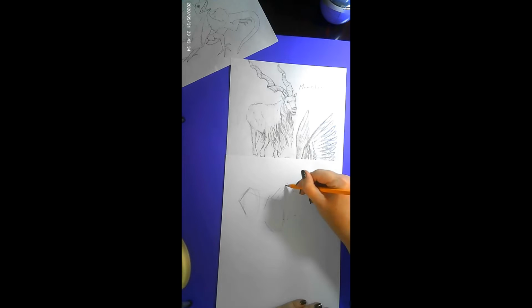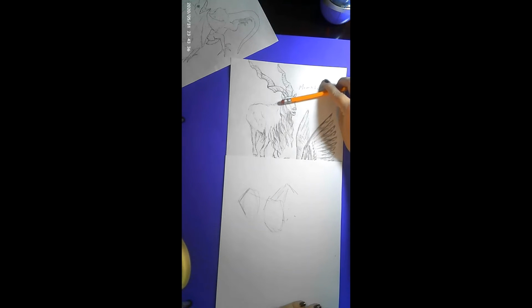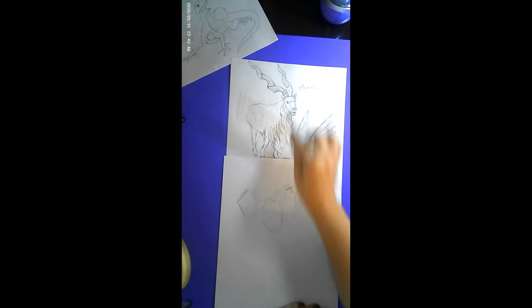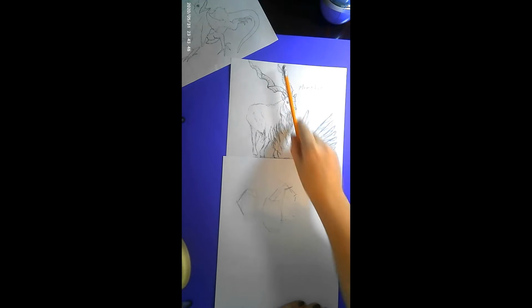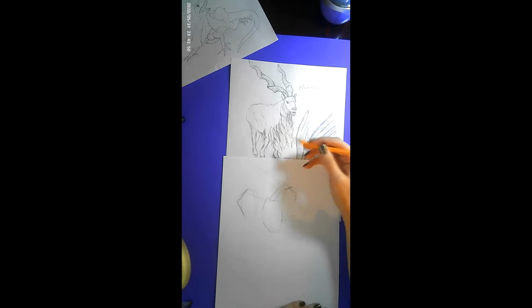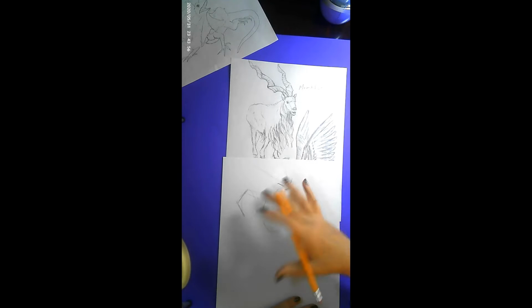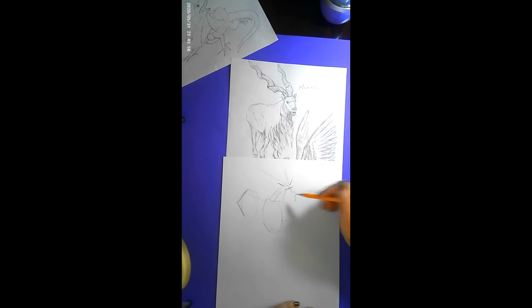Okay, so another thing I like to do is angle the eyes. So I'll do that, angle the nose, and then from there the mouth, okay? And you can see it's starting to give that structure. I'm going to angle the horns. I'm just going to put that there. If it goes off the page, let it go off the page. You don't want to shrink it just to make it fit the page because then it's proportionally incorrect.